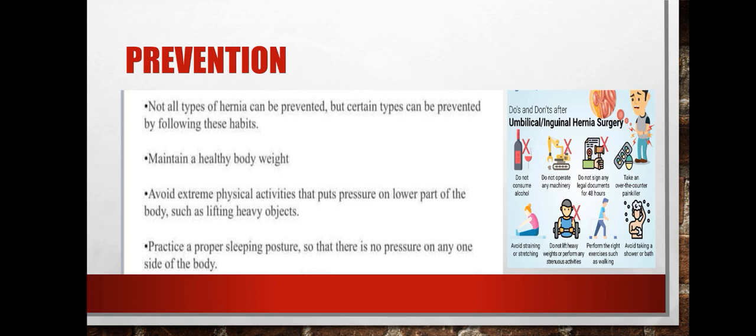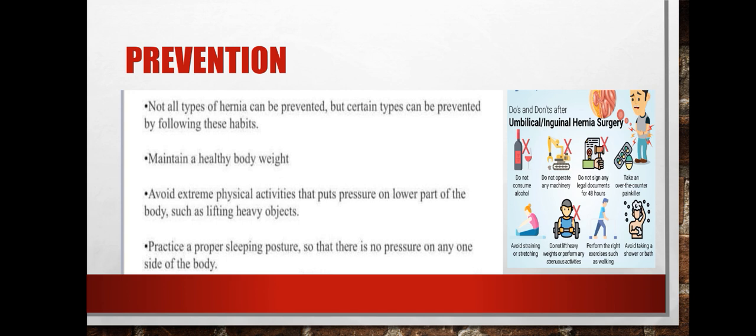Prevention: how can we prevent a hernia? Not all types of hernia can be prevented, but certain types can be prevented by following these habits. Maintain a healthy body weight. Avoid extreme physical activities that put pressure on the lower part of the body, such as lifting heavy objects. Practice a proper sleeping posture so that there is no pressure on any side of the body. In the picture you can also see do's and don'ts after umbilical and inguinal hernia surgery.